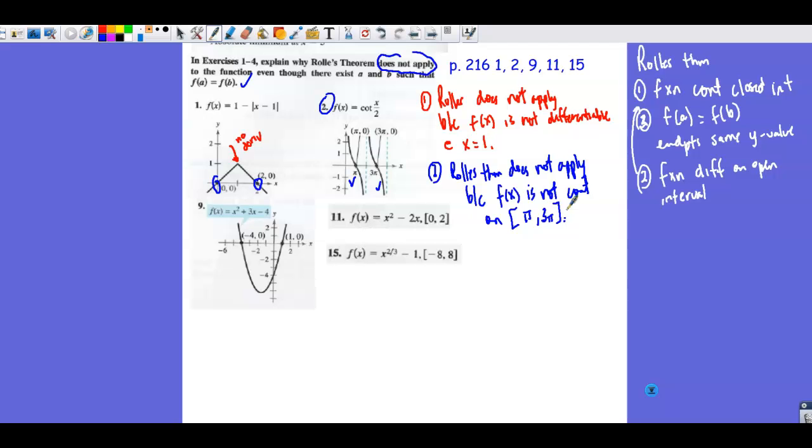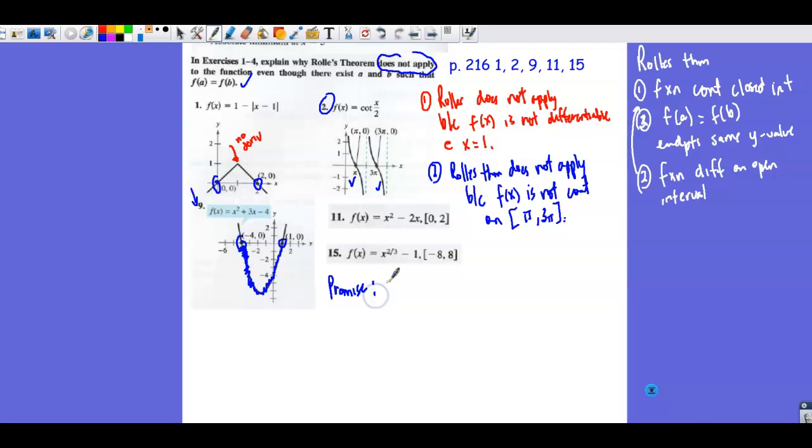All right, in number 9, we are looking at a function. Here's endpoint number 1, endpoint number 2. I'm not sure these were the directions for 1 through 4. I think in number 9, we're actually supposed to figure out the value guaranteed by Rolle's theorem, because I can see that I have endpoints with the same y value, condition number 3 met. I can see that I have a function that is continuous on the closed interval. It's differentiable on the open interval. Therefore, Rolle's theorem applies.